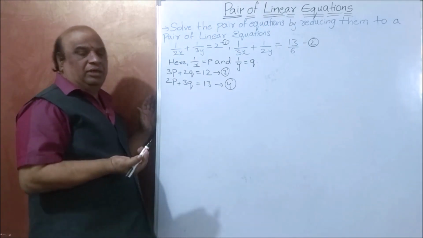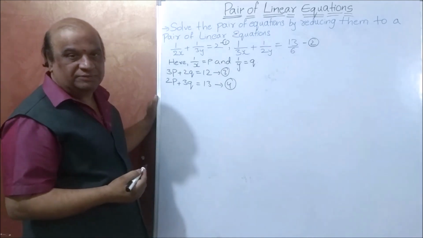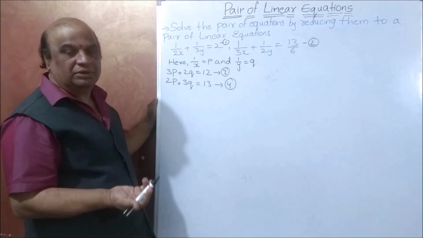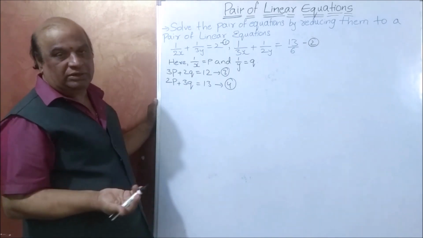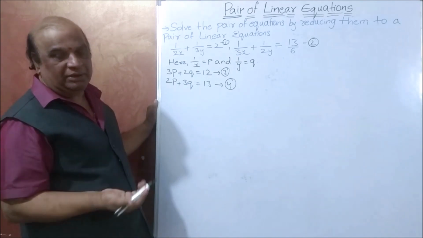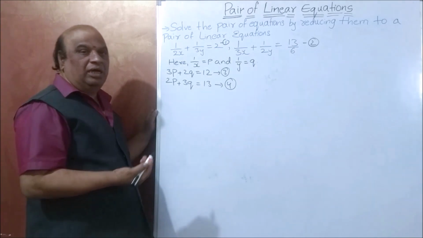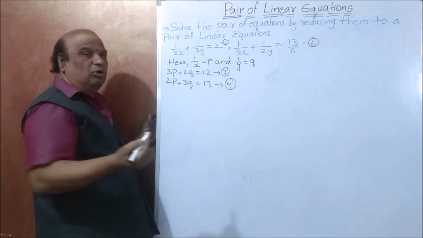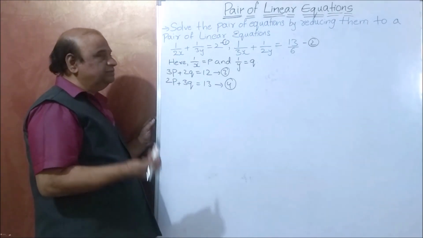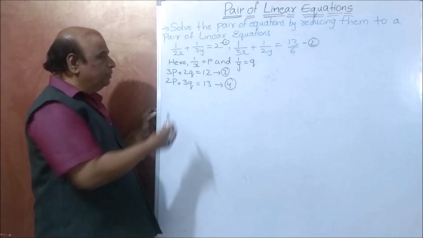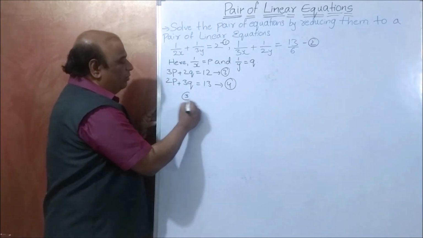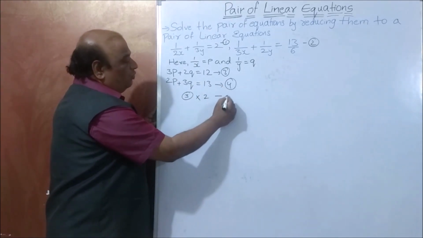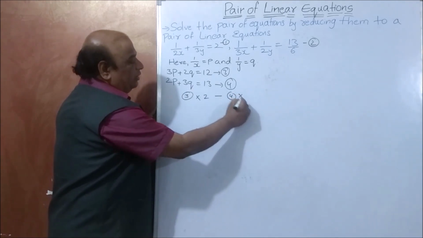Now any method we can follow to solve these equations. We already learned the substitution method, elimination method and the cross multiplication method. Any method you take and solve it. Now I am taking the elimination method. In the elimination method we have to make the coefficients the same. In that video I explained the elimination method. Here the third equation you have to multiply with 2 and the fourth equation with 3.